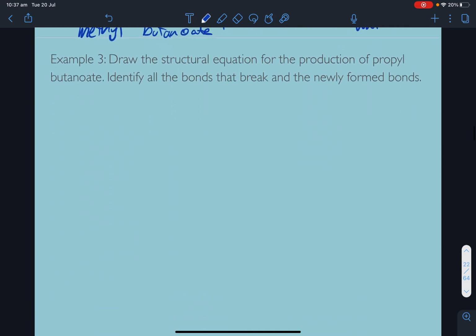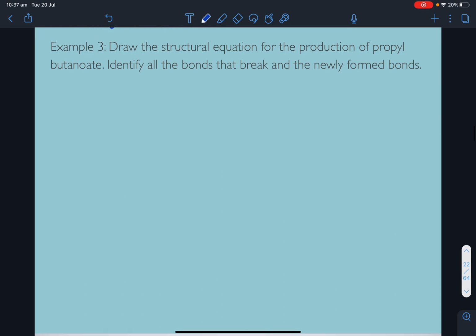All right, draw the structural equation for the production of propyl butanoate. Identify all the bonds that break and the newly formed bonds. Okay, well, let's draw propyl butanoate. Prop, three carbons, and then it came from an alcohol, so it's got the one oxygen. So there's my propyl branch, and then will be my carbonyl that came from the carboxylic acid. What carboxylic acid did we have?